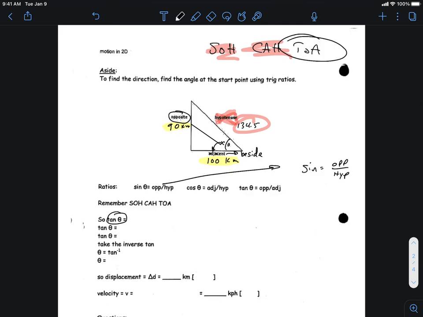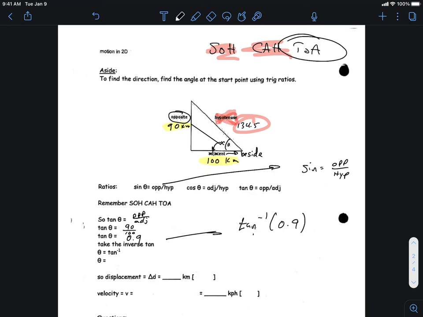So tan theta, if we were to write in the numbers, is opposite over adjacent. That's going to equal, well, what are the numbers? We're going to get 90 over 100. Okay? So 0.9. Then we take the tan inverse, and tan inverse means tan negative 1 of 0.9. That's what we're going to do.